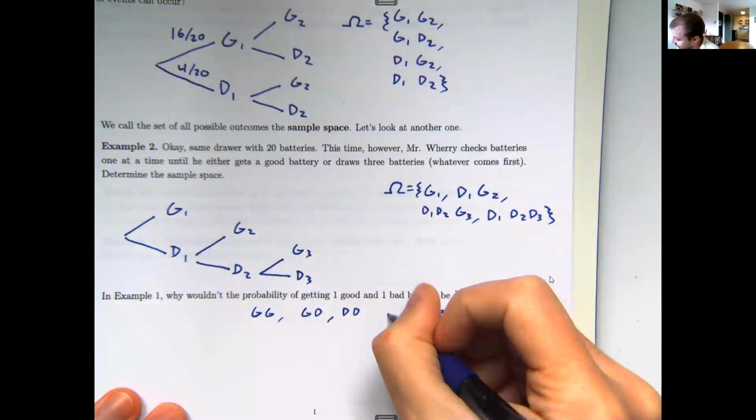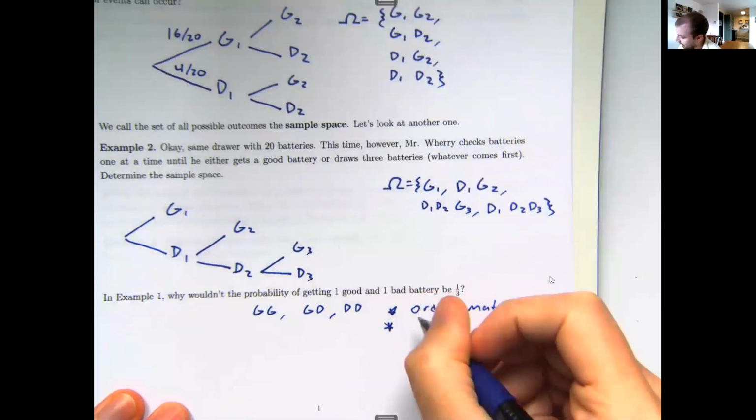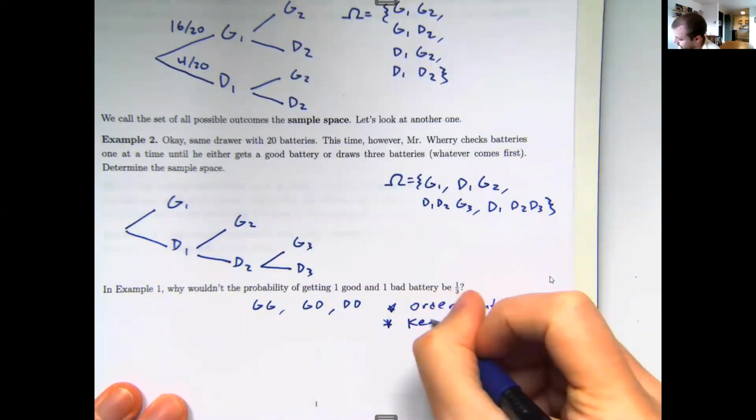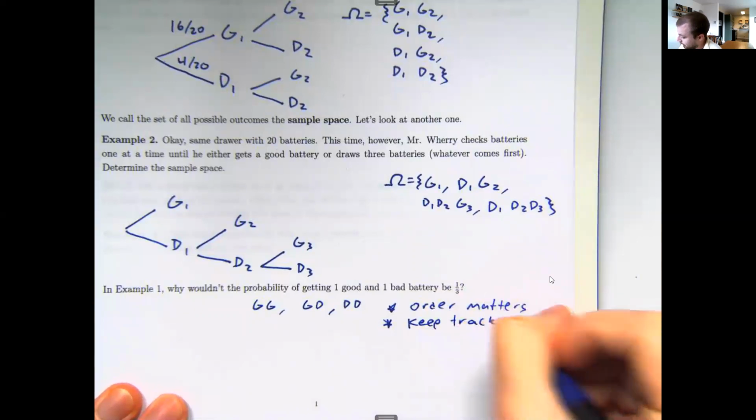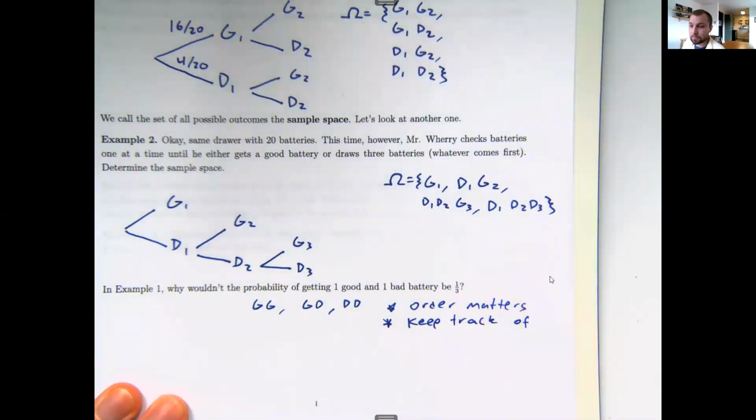I'm much more likely to end up with good, good than I am dead, dead. So order matters. And the other thing I have to be really careful about is that I have to keep track of changing weights and probabilities.